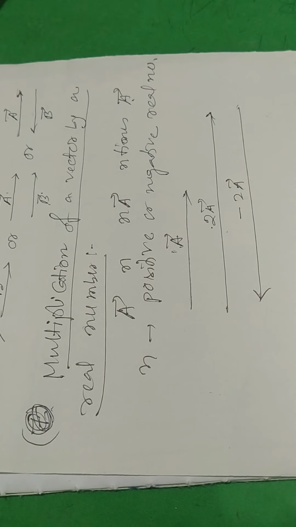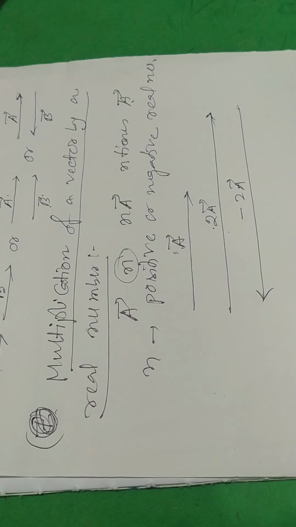Again I am telling you, if you multiply a vector with a real number, then the magnitude will increase by the value you are multiplying. If you multiply by 5, the magnitude will increase to 5 times. If you multiply by plus 5, the direction will be the same. If you multiply by minus 5, the direction will be opposite. So the direction depends upon whether n is a positive or negative real number. Thank you.